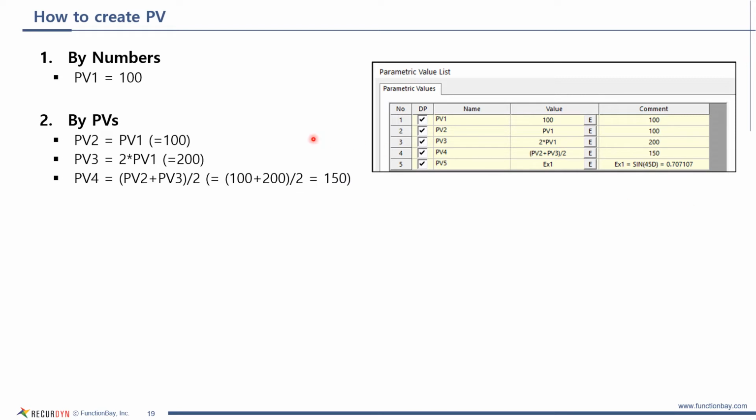In addition to this, PVs can be defined using other PVs. If PV2 is set to PV1, PV2 has the same value as PV1. You can also set PV3 to be twice that of PV1. Like PV4, it is also possible to set PV as the median value between PV2 and PV3.